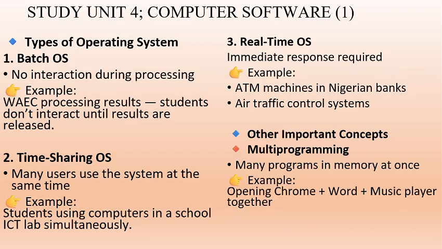For example, you open Chrome, you open Word, you open a music player together. On your computer, you open Chrome. At the same time you want to type, you open Microsoft Word. At the same time you are playing music. So that means you are multi-programming. That's the meaning of multi-programming: many programs in memory at once.